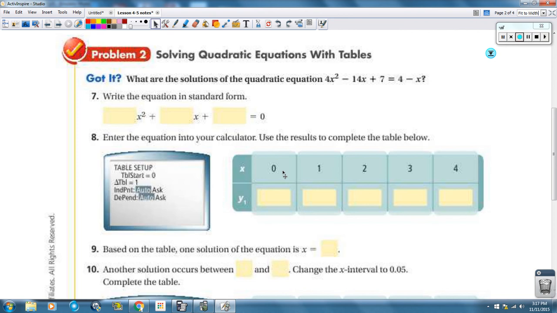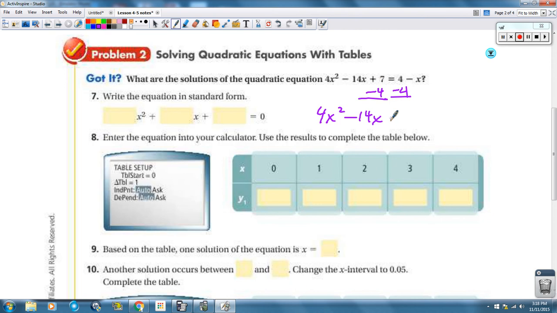So when you're looking at this equation, you see it's 4x squared minus 14x plus 7 equals 4 minus x. What you need to do is get this 4 minus x to the other side because it has to be set equal to 0. You can do it in separate steps or in one step. I'm going to subtract 4 from both sides. I'm going to do mine in separate steps, but again, you can do it in one step if you like.